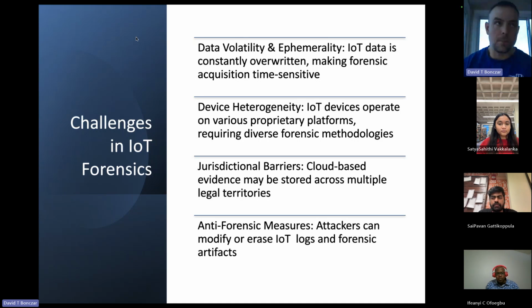The jurisdictional barriers, cloud-based evidence may be stored across multiple legal territories. A prime example of this is the AWS cloud. There are data centers all over the world, and they adhere to local legal restrictions. And the anti-forensic measures, the attackers can modify or erase IoT logs and forensic artifacts.